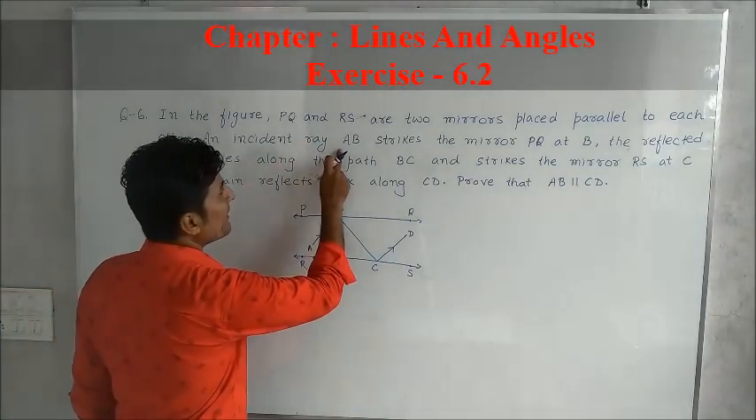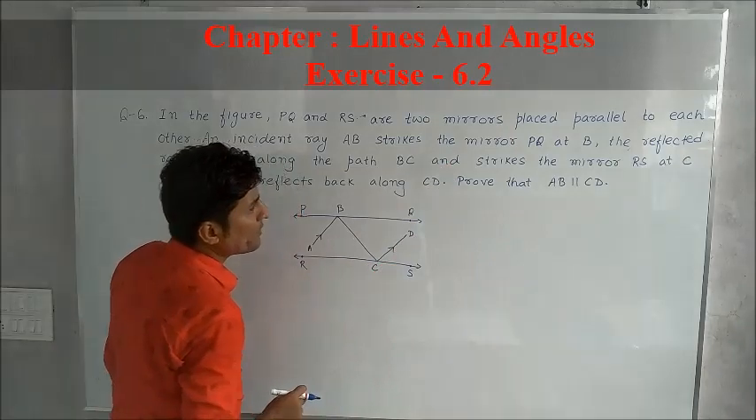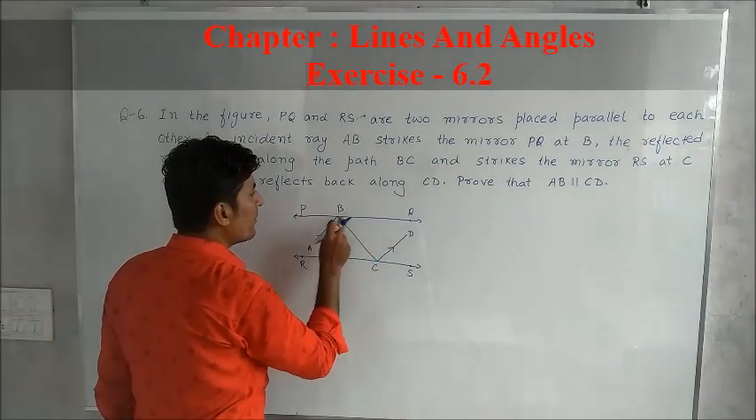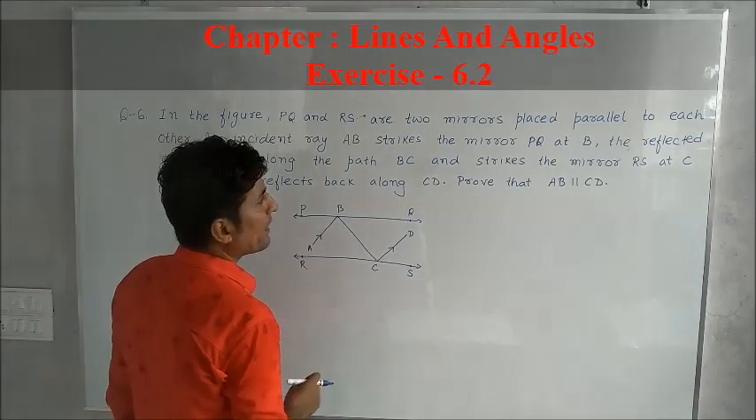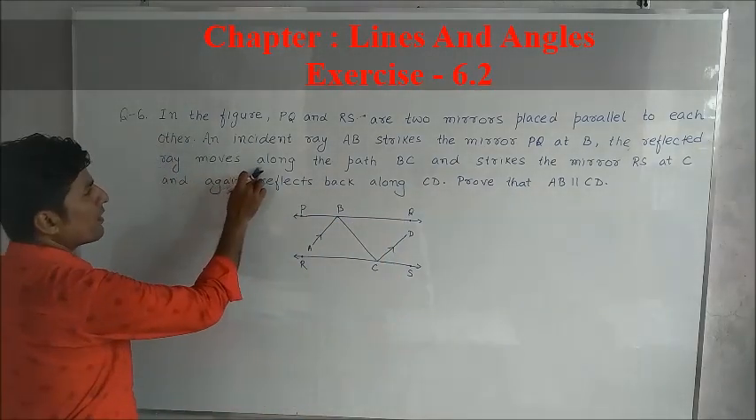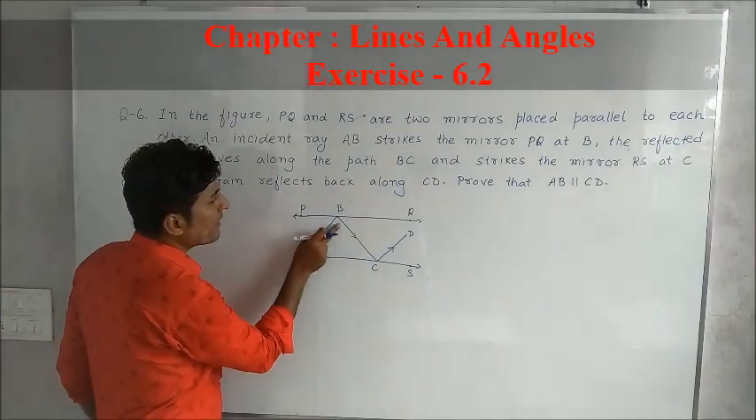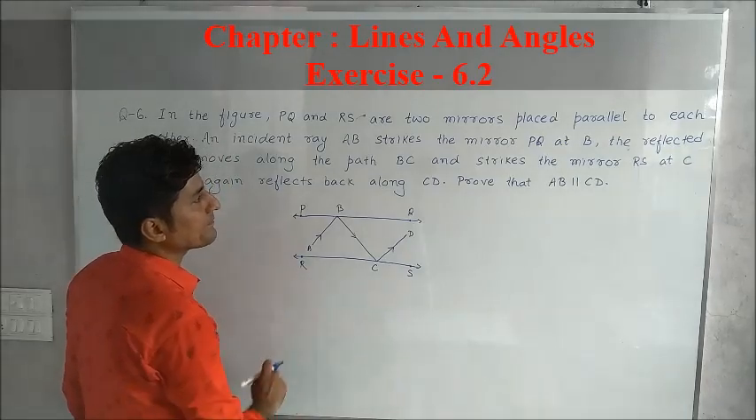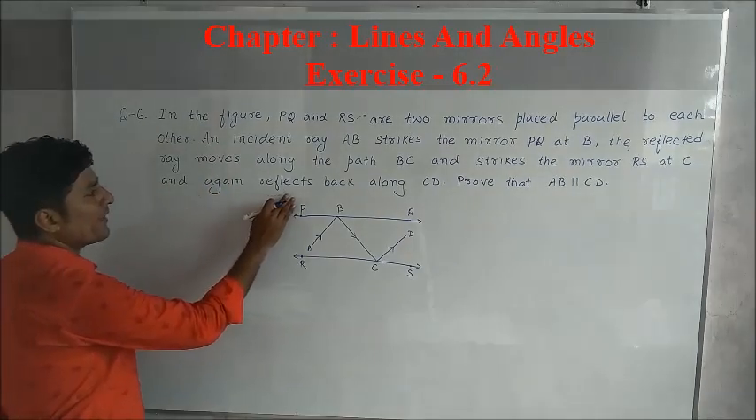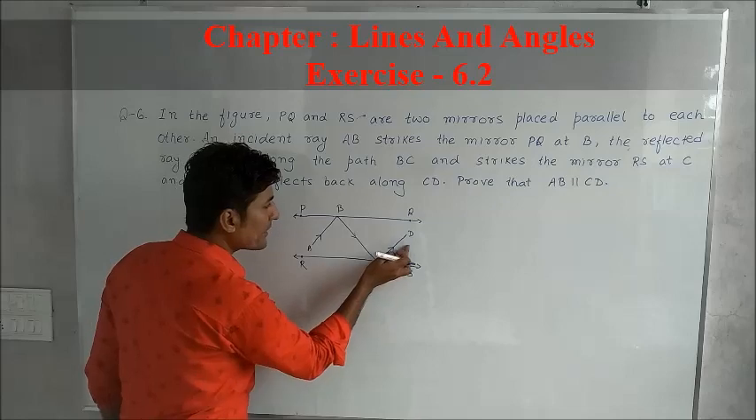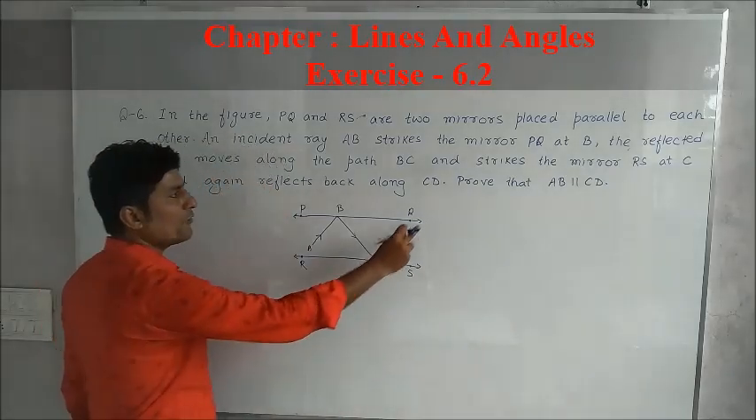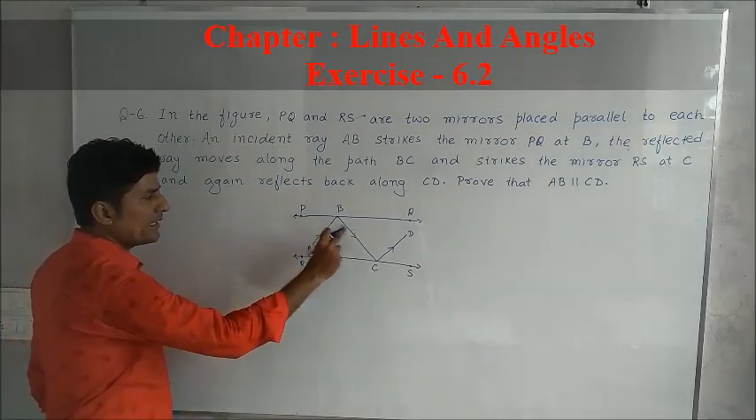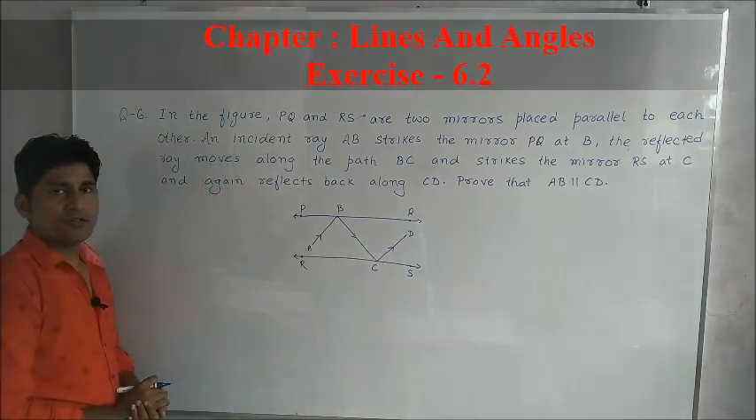An incident ray AB strikes the mirror PQ at point B. The reflected ray moves along the path BC, and this reflected ray strikes the mirror RS at point C, and again reflects back along CD. Then we have to prove that AB is parallel to CD. This line AB is parallel to CD. We have to prove it.